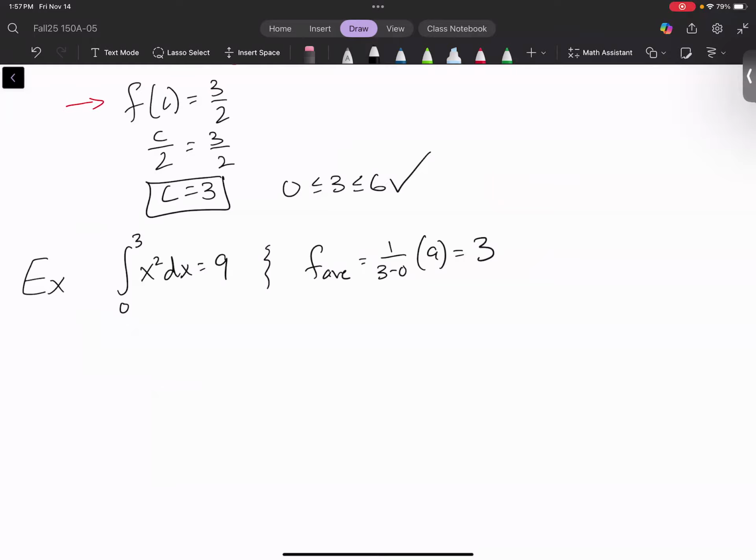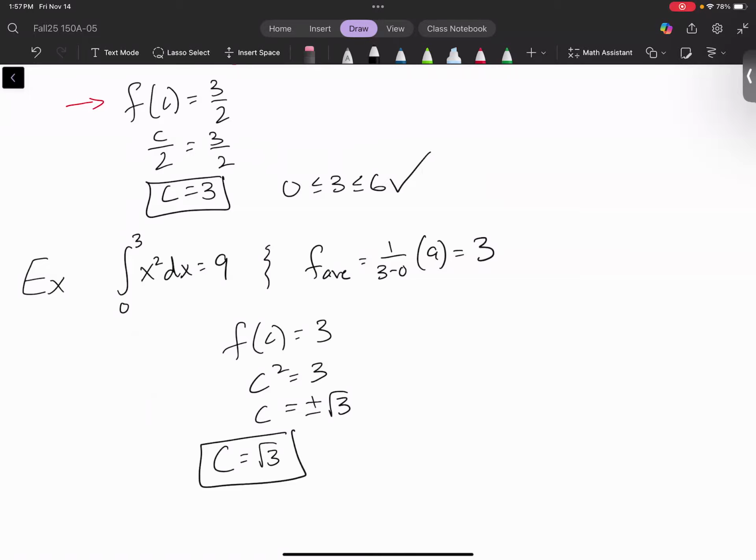Now we're going to do the second part. So f of c equals 3. But I know what the function is. It's x squared. So this is c squared equals 3. C equals plus or minus root 3. However, check your interval. Positive root 3 is the only value in my interval. So really, c equals root 3 is our only c value.